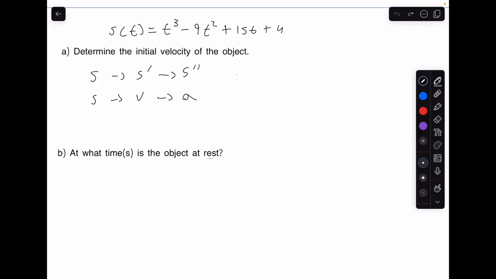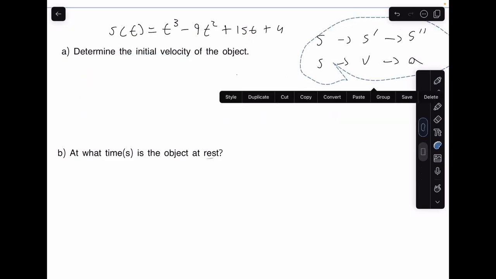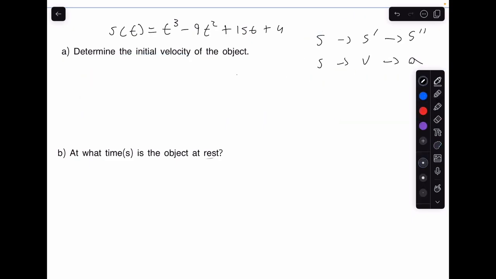So if I asked you to get velocity and acceleration from s of t up here, all you would do is take the derivative of s of t and then take the derivative of that result. Really easy. Just keep taking derivatives. So let's put this in the corner and solve the problem. So A says determine the initial velocity. Okay, well, we need velocity. Velocity is the derivative of s of t, or s prime.